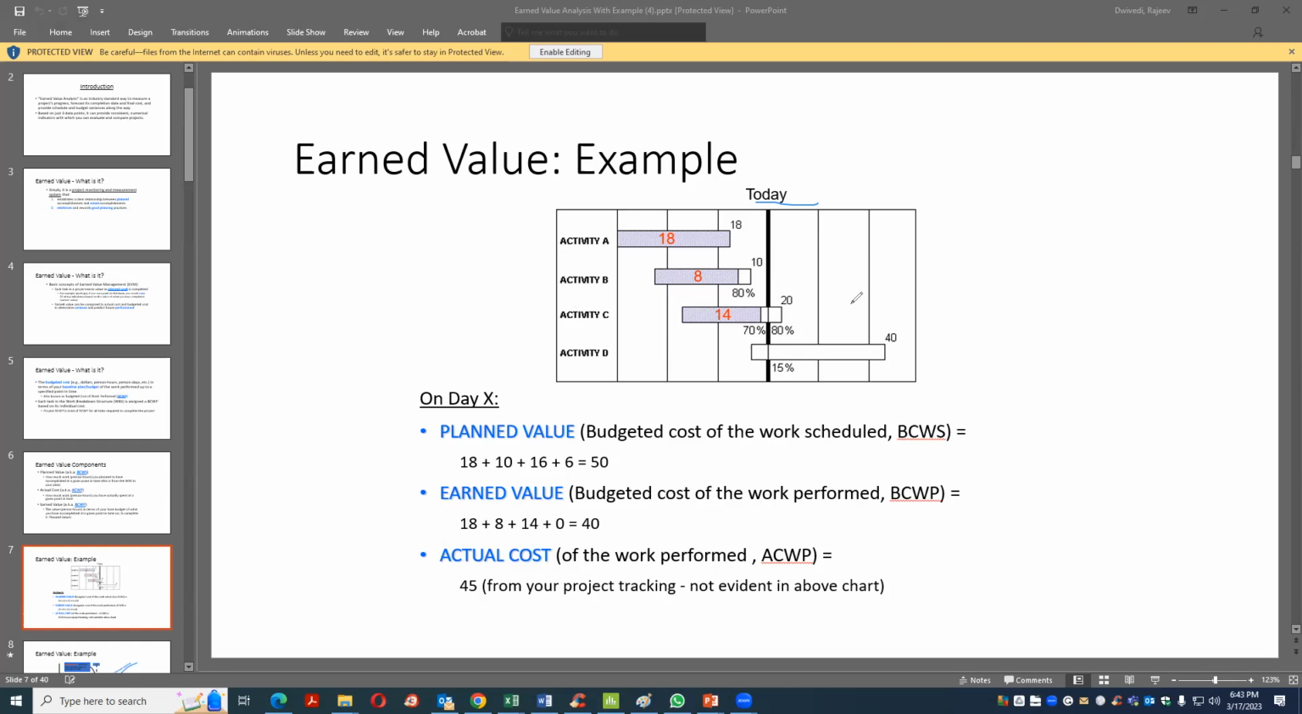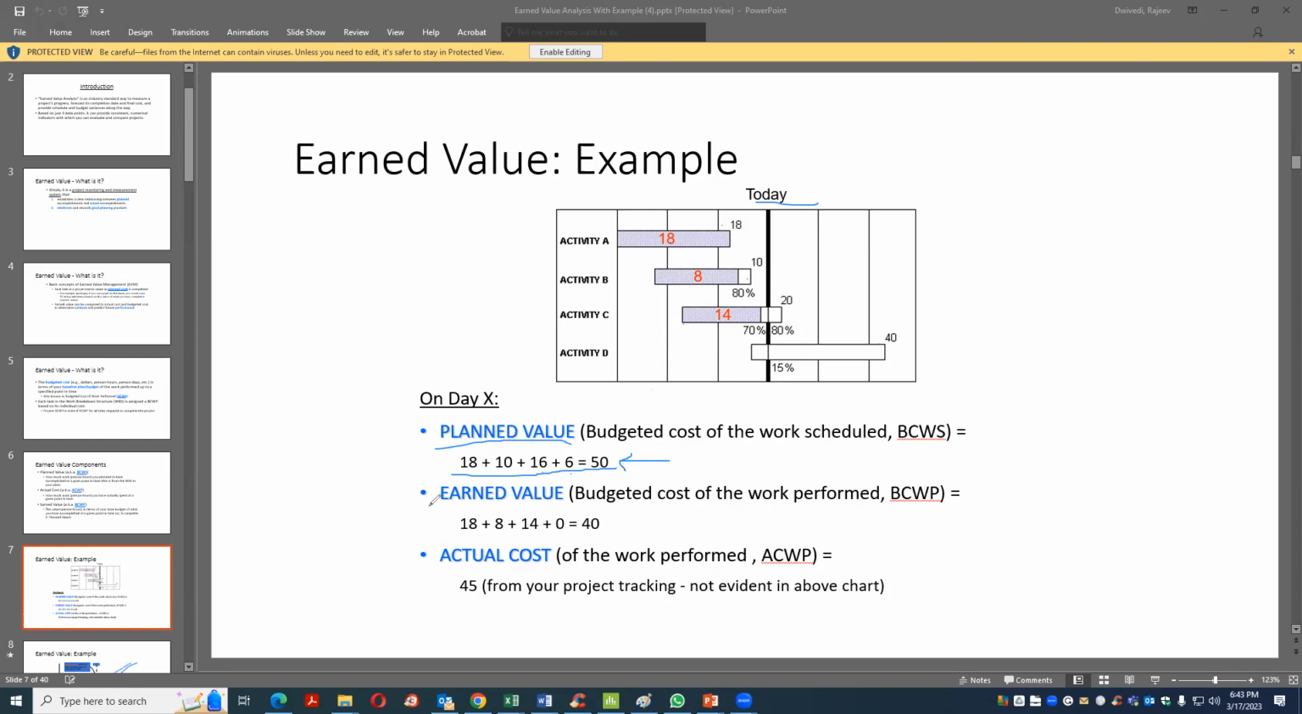In Microsoft Project, you can have all this information in a very critical and detailed way. So what is the actual planned value this time? As of plan, this is 18, this is 10, which should be completed as per planning. This should be 70 of this, 80 of this, which is 16, and this should be 15 of 40, which is 6. So basically this was the planning. Actual planned value was 50, as per planning.